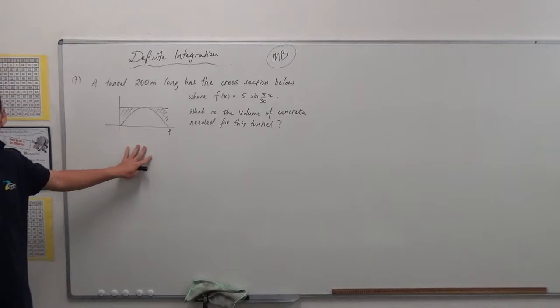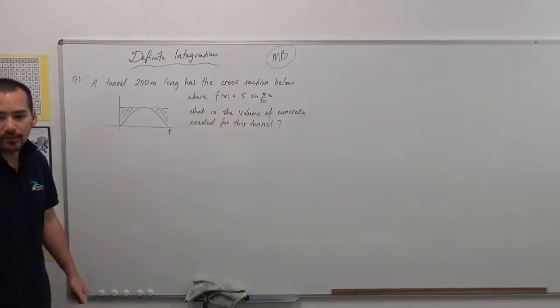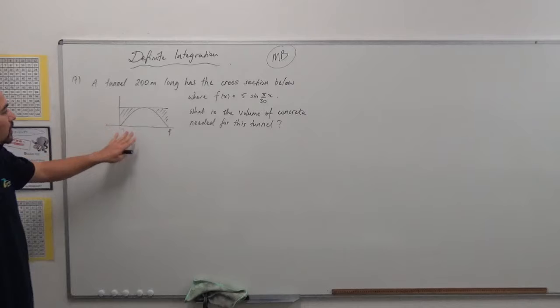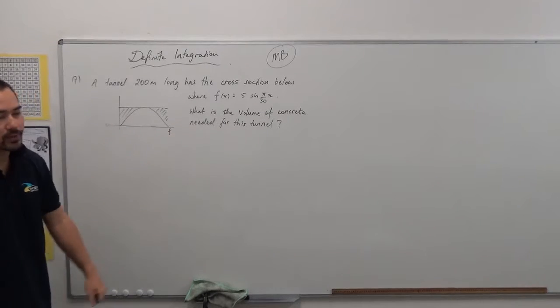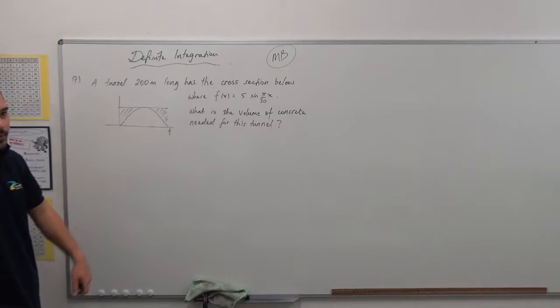Alright, let's have a go at this question. It's a B-level standard for maps. It says a tunnel 200 meters long has the cross-section below, where f of x is equal to 5 sine pi on 30 times x. We need to find the volume of concrete needed for this tunnel. So concrete is obviously this shaded region.